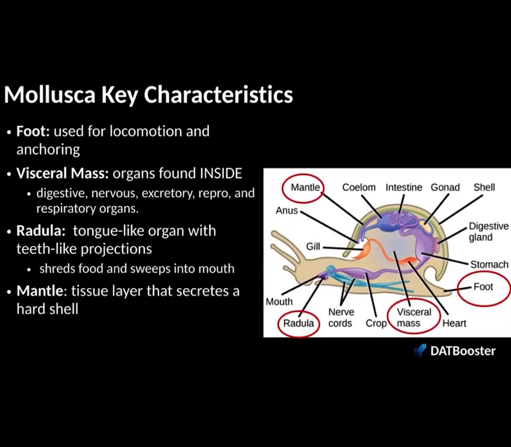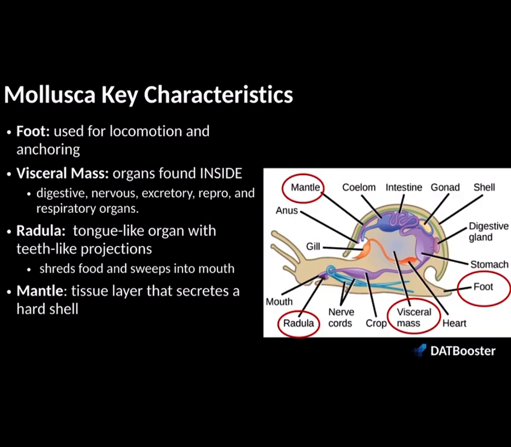So let's take a look at the 4 key characteristics of a mollusk. This is found throughout the entire phylum. Number 1 is a foot, number 2 is a visceral mass, 3 is the radula, and 4 is the mantle. So I have a picture of a snail off to the right with these 4 structures highlighted. And the foot, just like how we use our feet, is used for locomotion. It's used for anchoring, so it's found on the ventral posterior side of the animal.